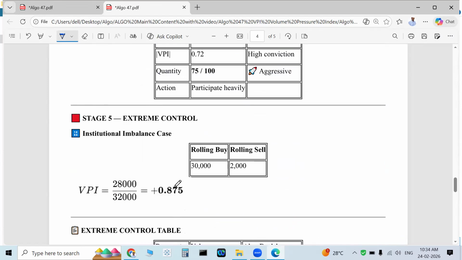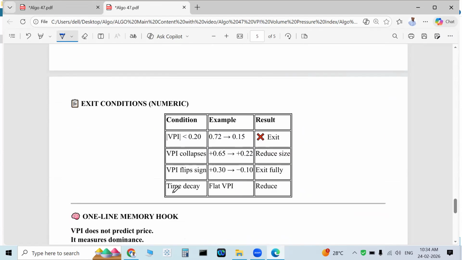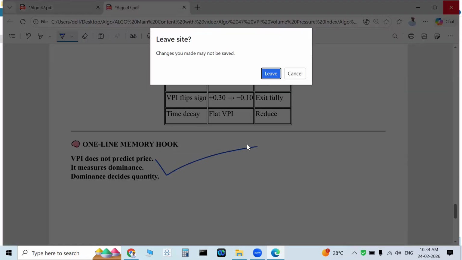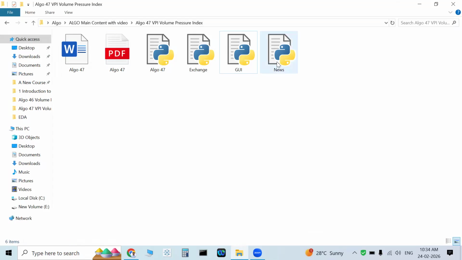The interesting fact is that reducing the trade or coming out of the trade depends on the VPI collapse. If the VPI is less than 0.20, we are going to exit. If the VPI is reducing, then we are going to decrease the size of the trade. And if there is a time decay, like VPI is flat, then again we are going to stop trading. So VPI does not predict the price. It basically shows dominance of the buyer or seller, and based on that we decide the number of quantity to trade. So let me show you this in an actual market scenario.